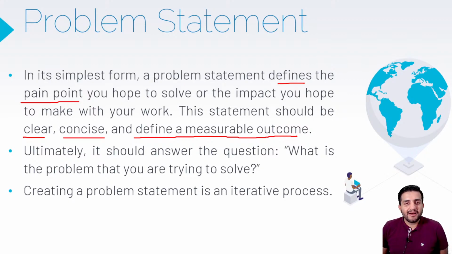And also it should define a measurable outcome. I should be able to measure the outcome which is coming up here. So if I need to find out the people who are going to default, I have a measurable outcome. I can list down those people and cross verify whether they have made the default payments or whether they have actually committed the frauds or not. I have a measurable outcome in hand. It's a tangible result. So the statement should be clear, concise, and also define a measurable outcome.